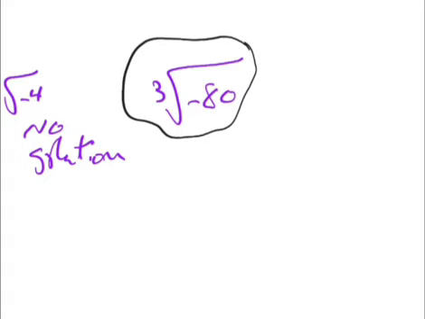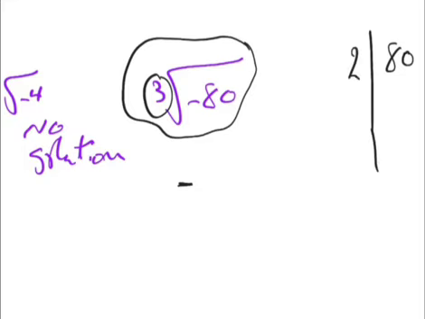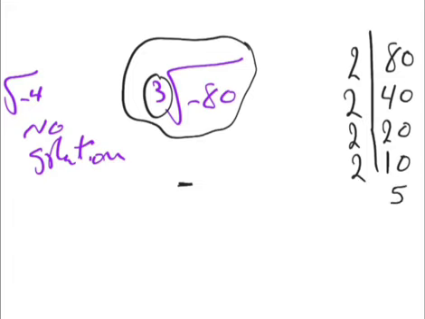If you have an odd number as the index, you just take the negative outside the radical. And let's do the 80 divided by 2, the smallest prime number, which is 40. Divided by 2 is 20, divided by 2 is 10, divided by 2 is 5, divided by 5 is 1. And you stop when you reach 1.